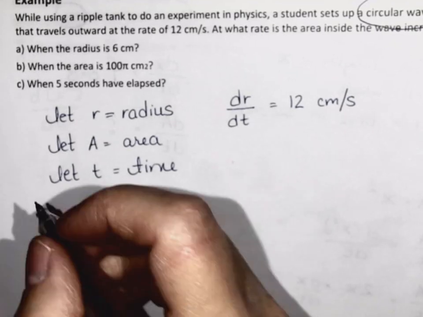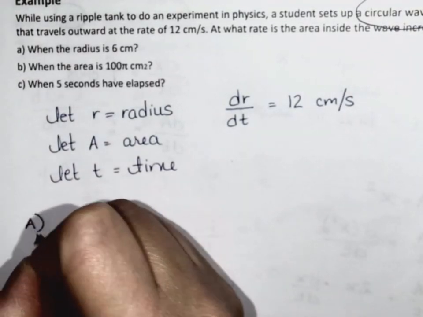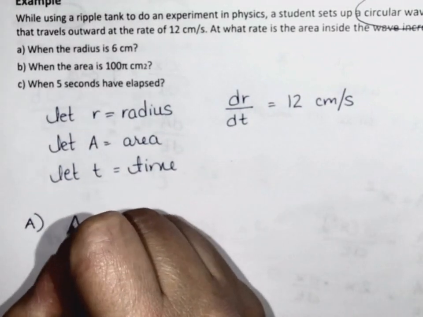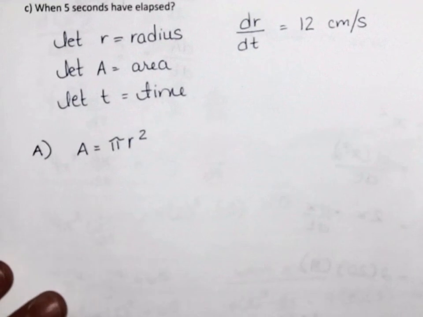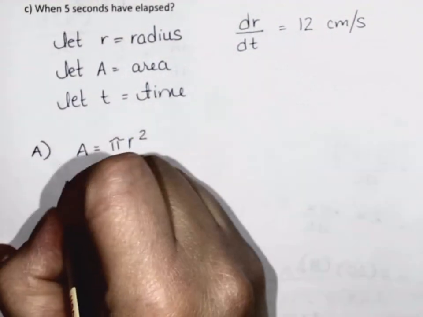Okay, so part A, we're talking about area. So area of a circle is pi r squared. And we're going to differentiate both sides.